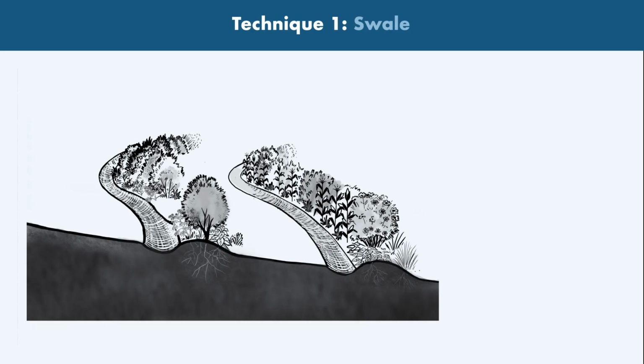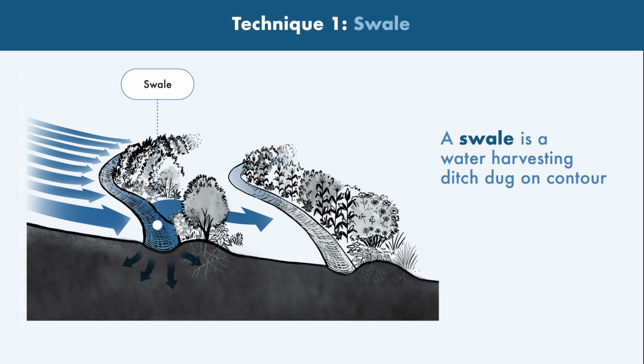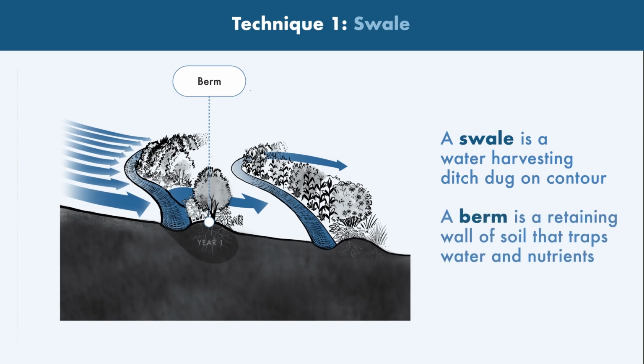The first technique we will learn about is called a swale. A swale is a water harvesting ditch that is dug on contour with a berm on the lower side. The berm is a retaining wall of soil that traps water and nutrients so they have time to sink underground. Water running into the swale spreads out evenly because the swale is on contour.